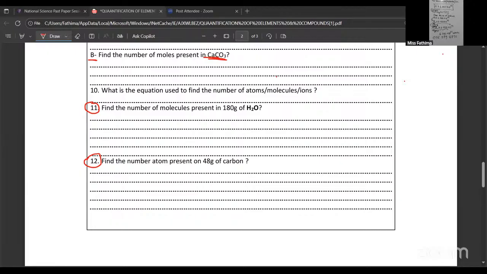Selena, multiply it by 4. Okay, multiply that 6.022 by 4. So that is going to be the final answer.